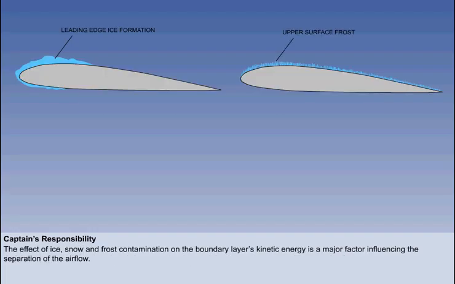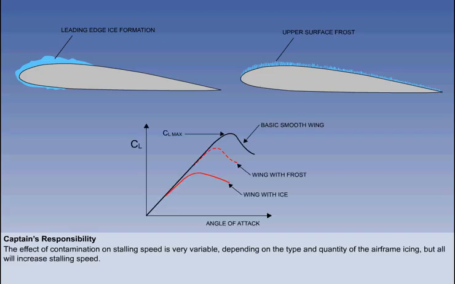To summarize the effects of contamination, we can say that while the reduction in CL max with frost is not usually as much as with ice formation, its effect is probably more than may be expected from the comparatively smaller change in profile. The effect on the boundary layer's kinetic energy is a major factor influencing the separation of the airflow. The increase in stalling speed due to ice formation is difficult to quantify, as accretion rates and patterns and ice types vary greatly.